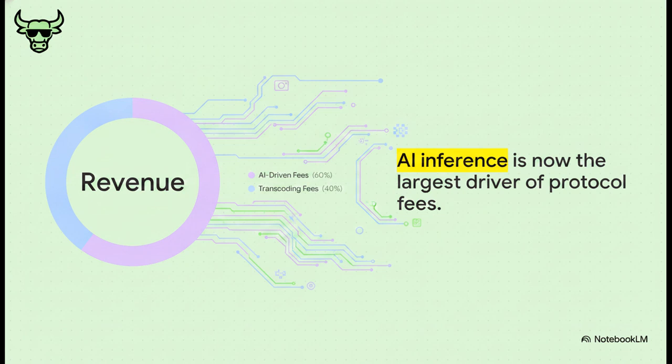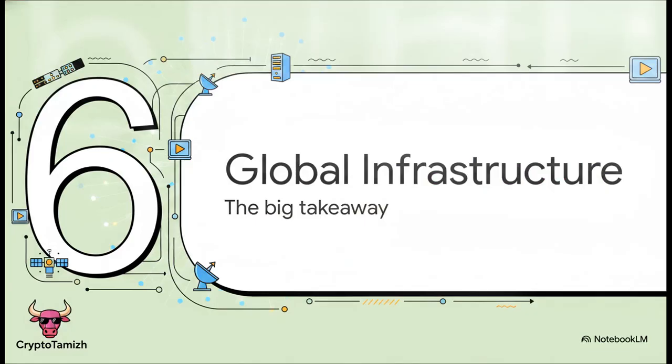Livepeer started out mostly transcoding traditional video, but with this absolute explosion in generative AI, the network has completely transformed. It is now heavily driven by real-time AI workloads, proving for sure that this open infrastructure is spot on for the future of media. Finally, Chapter 6, Real Physical Global Infrastructure.